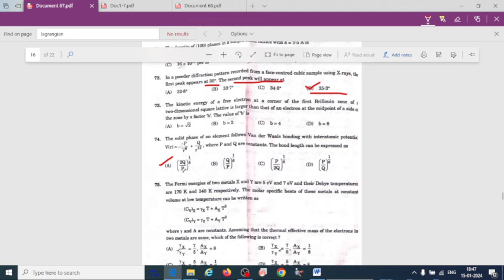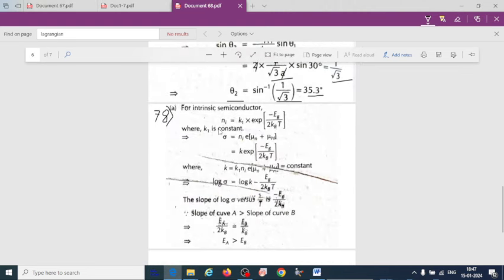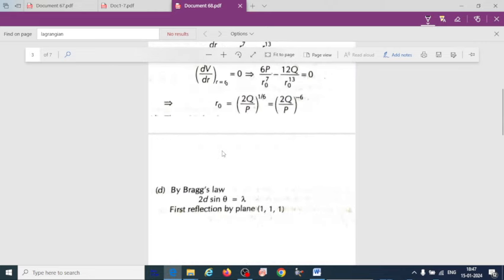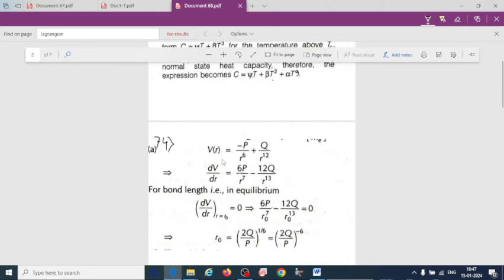So the next question: the solid phase of an element follows van der Waals bonding with interatomic potential V of R equal to minus P divided by R to the power 6 plus Q divided by R to the power 12, where P and Q are constants. The bond length can be expressed as? So here is the equation for the van der Waals potential. If we take the derivative with respect to R, we are going to get 6P divided by R to the power 7 minus 12Q divided by R to the power 13.